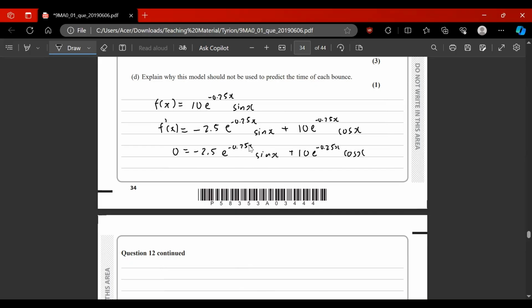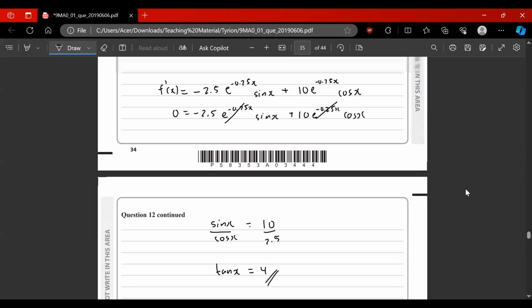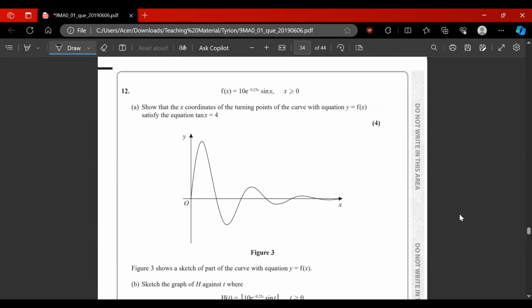So here you can see e^(-0.25x) is there in both terms, so you can cancel it out. And once you rearrange your expression, you'll get sin x over cos x is equal to 10 divided by 2.5, which if you rearrange, you'll get tan x = 4. And this is what the question asks you to prove.